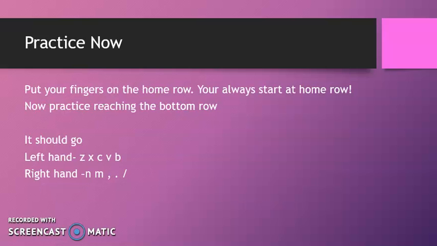So, in order to practice the bottom row, make sure you put your fingers on home row keys, and you always start at home row. Bottom row for the left hand is typed with Z, X, C, V, and B, while the right hand types N, M, comma, period, and backslash.